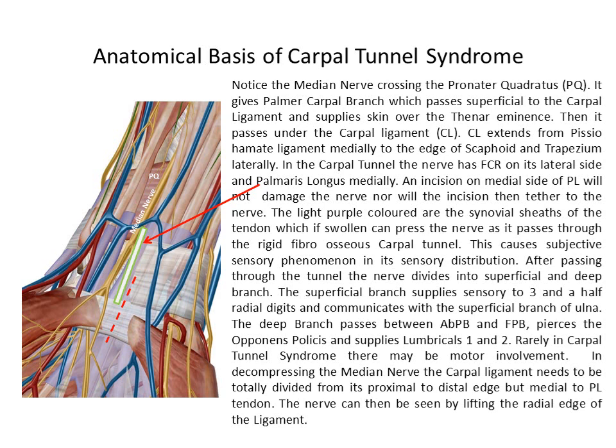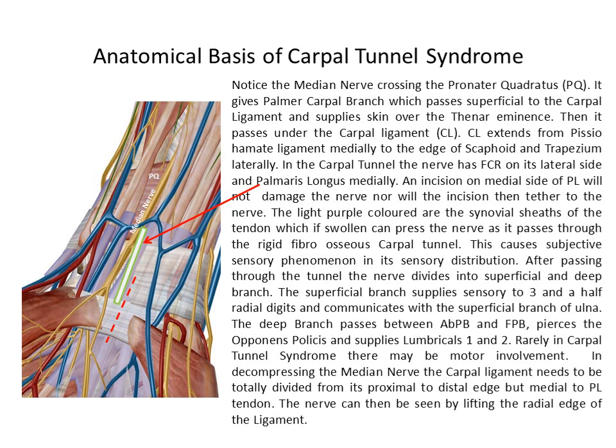So this is the famous carpal tunnel syndrome surgery. You notice the median nerve crossing the pronator quadratus. It gives a palmar carpal branch, which supplies, superficial to the carpal ligament, the skin over the thenar eminence. Then it passes under the carpal ligament. The carpal ligament extends from the pisohamate ligament medially to the edge of the scaphoid and trapezium laterally.